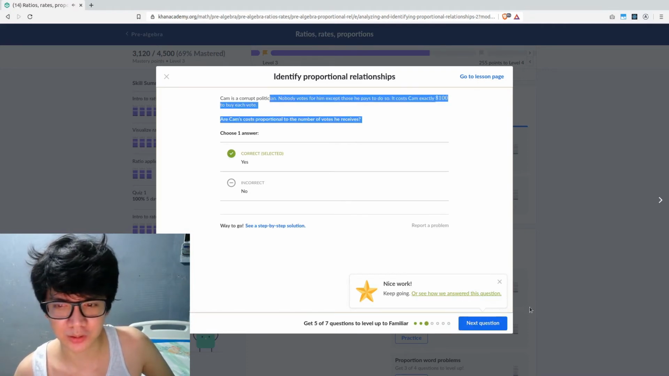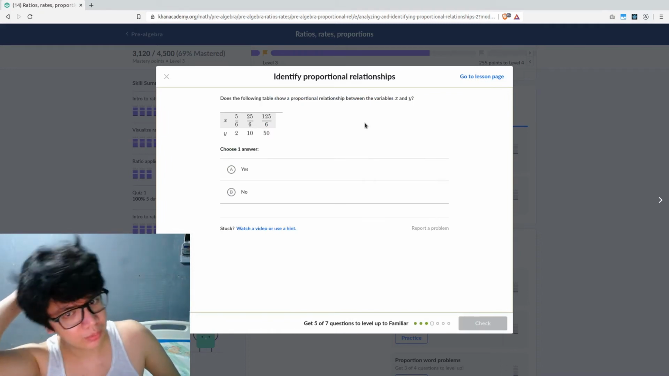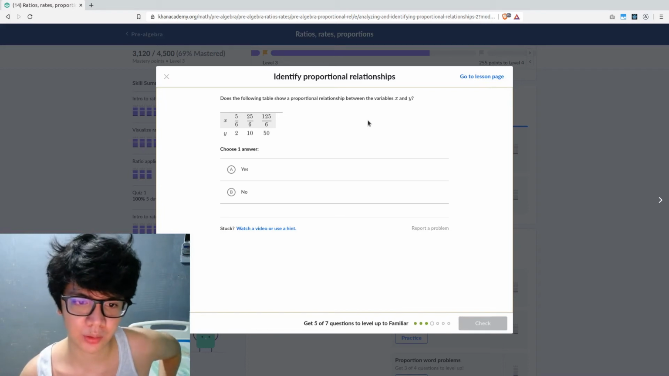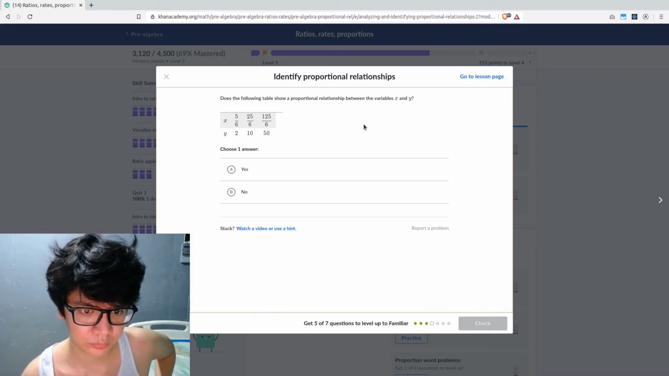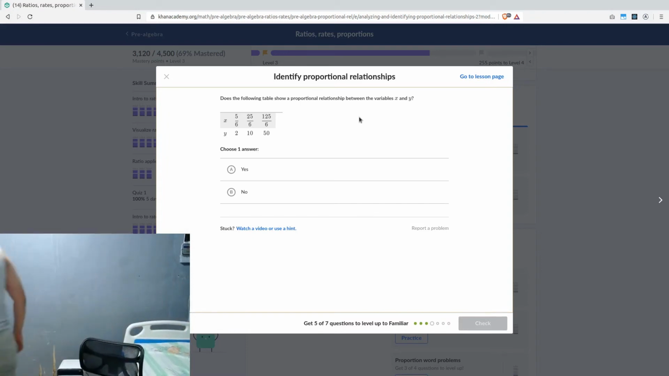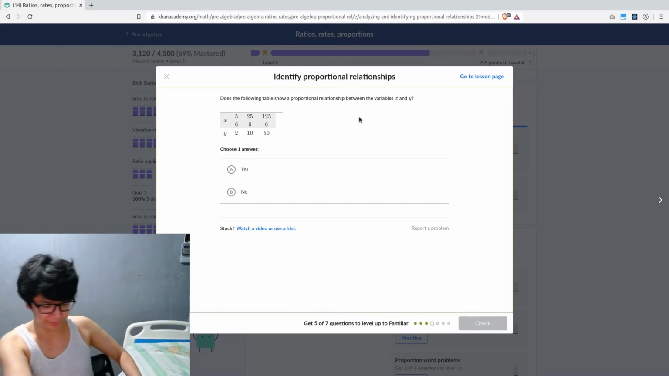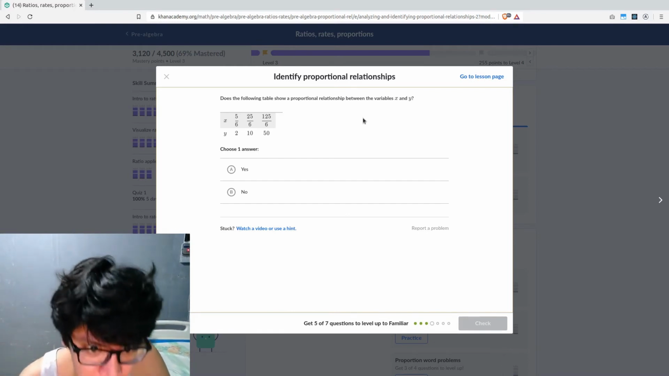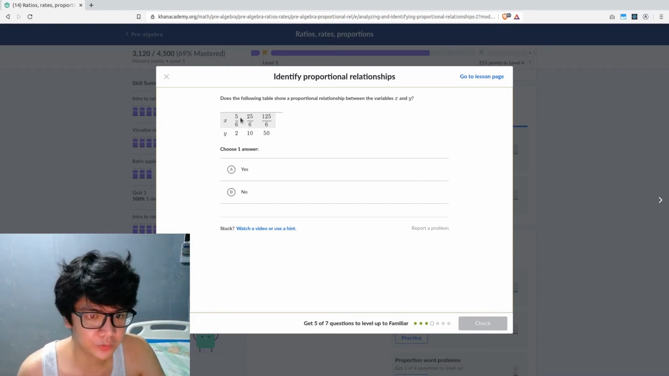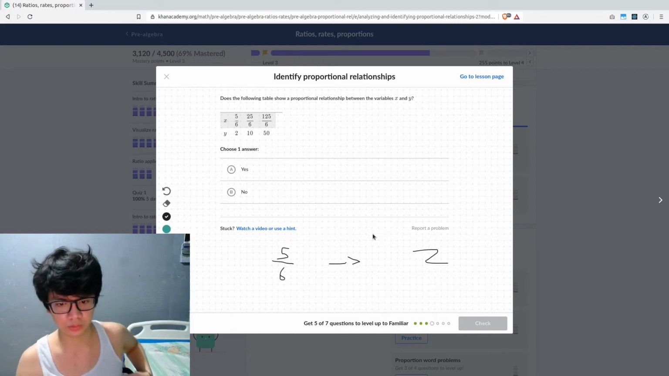Insane kind of example, dude. Thus the following table shows a proportion between the variable x and y. What is this? 5, 6, and then goes to 2.